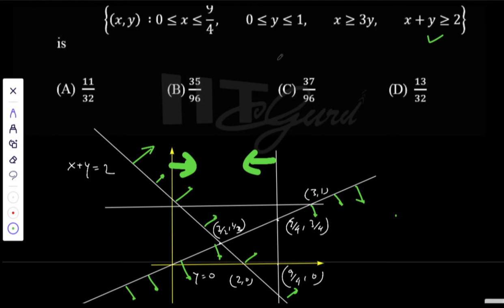And one thing more: y lies between 0 and 1, so between this region you have to consider. That means this is a quadrilateral with the vertices (2, 0), (9/4, 0), (9/4, 3/4) and (3/2, 1/2). Correct, very easy. You can find the area of the quadrilateral.